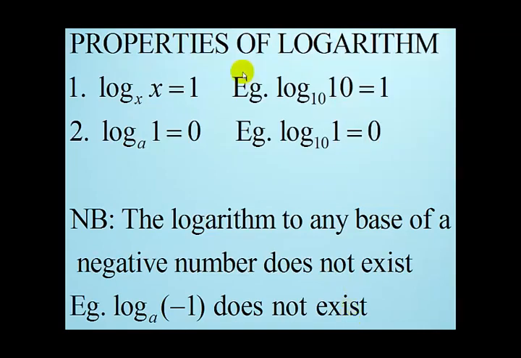Now let's look at the properties of logarithm. Log x to the base x equals 1. That is, log of a number to the same base equals 1. So if you have log 10 to the base 10, because the number 10 is equal to the base, the answer is 1. So log of a number to the same base is equal to 1. Take note. Then log 1 to any base equals 0. That is, log of 1 to any base is equal to 0. So log 1 to base 10 is equal to 0.